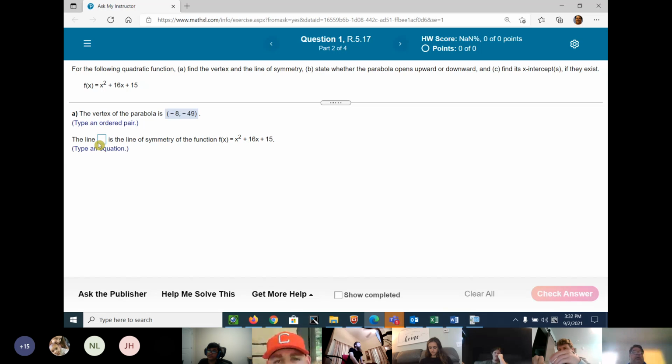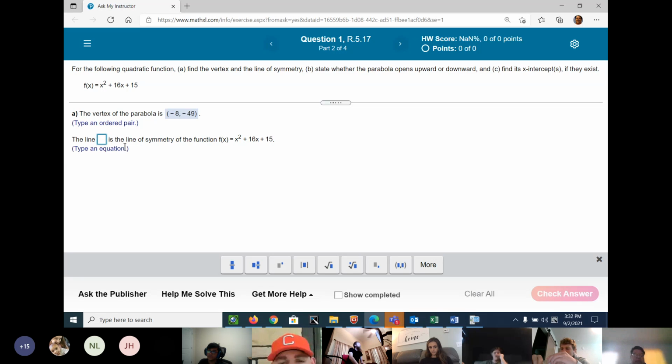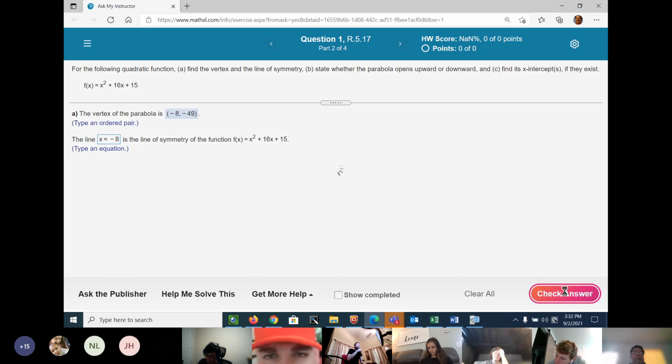The line blank is the line of symmetry. That's going to be x is equal to -8. x is equal to -8. The parabola opens upward.